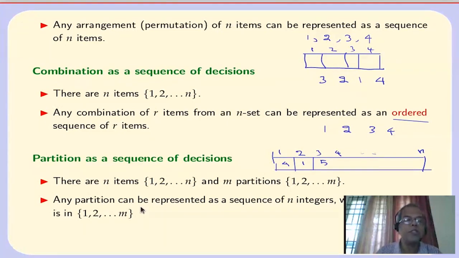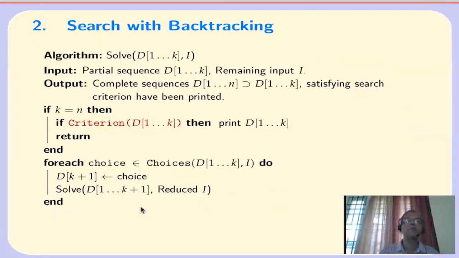So we have shown several combinatorial structures such as subsets, permutations, combinations, and partitions can be represented by a sequence of decisions. Now we want to construct the sequence. We said we have 2 problems. One is a search problem.